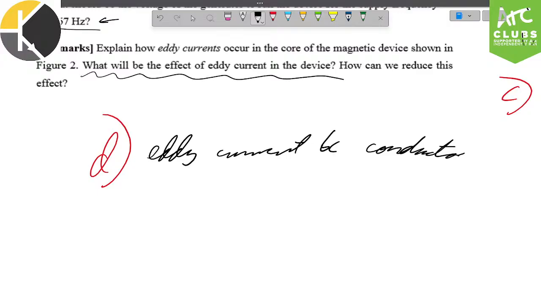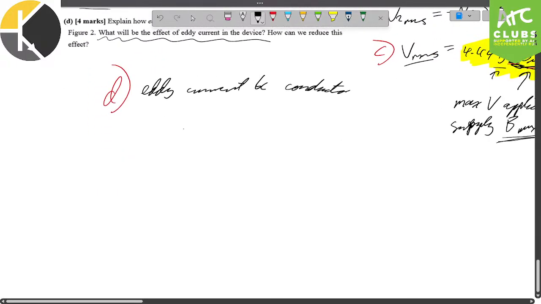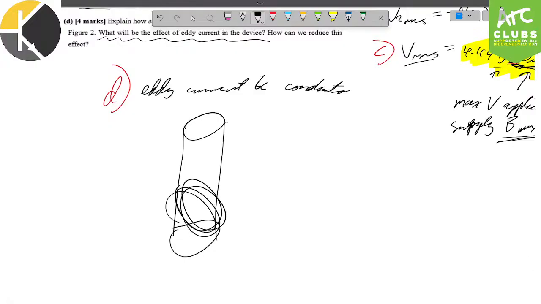What will be the effect of eddy currents in the device? The idea is, let's just consider a big tube. Now, big tube, I put some coils on it, and it makes a flux, okay? Flux comes running out of here, and let's say it's oscillating, it's changing. There's a change in flux.